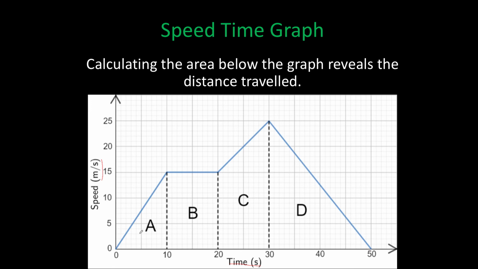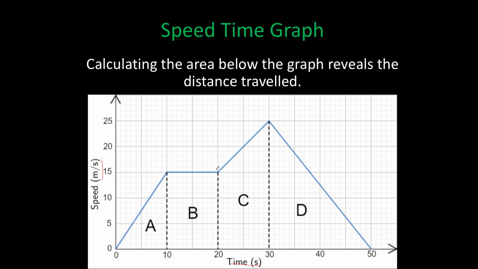From here, now that we know what our object is doing, accelerating over 10 seconds, constant speed over 10 seconds, acceleration over 10 seconds, and deceleration for the final 20 seconds, coming to a stop at the 50th second, we can calculate the area underneath the graph and figure out how far this object has actually traveled. And from here, it's fairly simple. You have to find the area of this triangle, find the area of this rectangle.